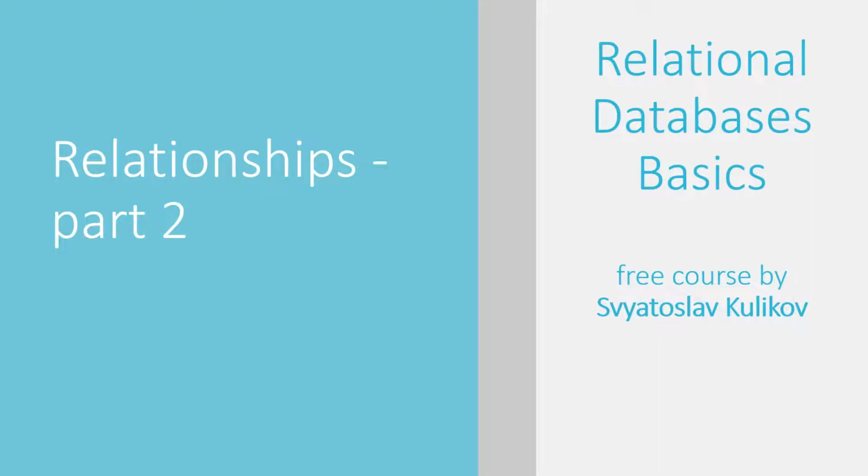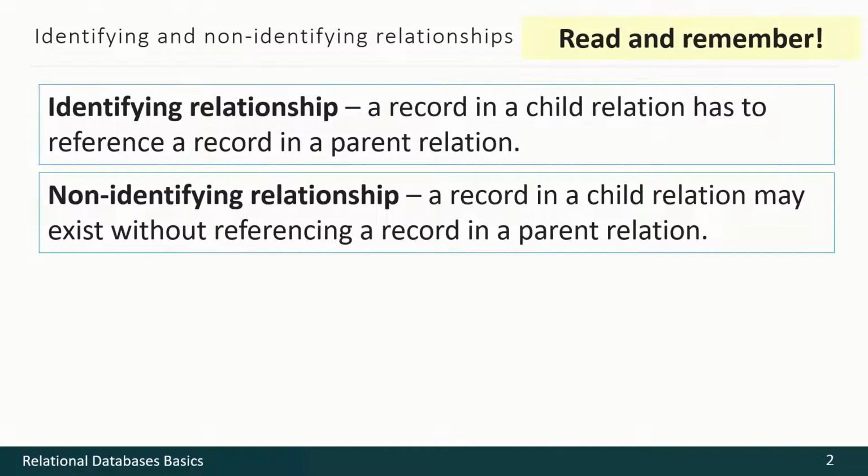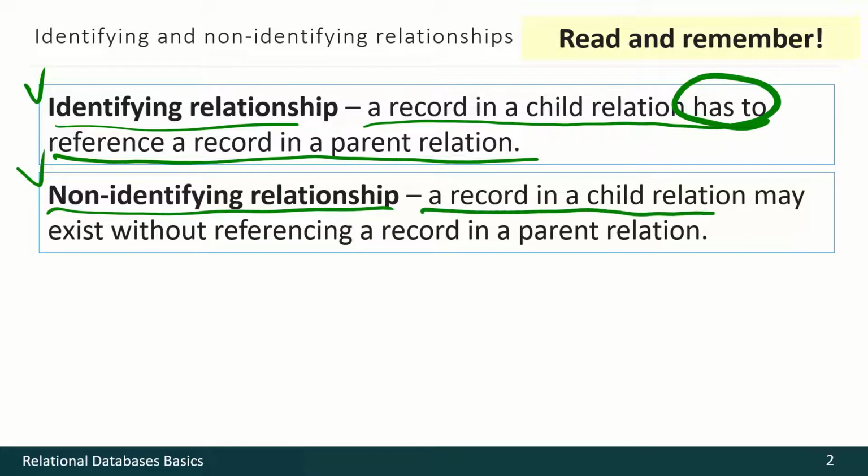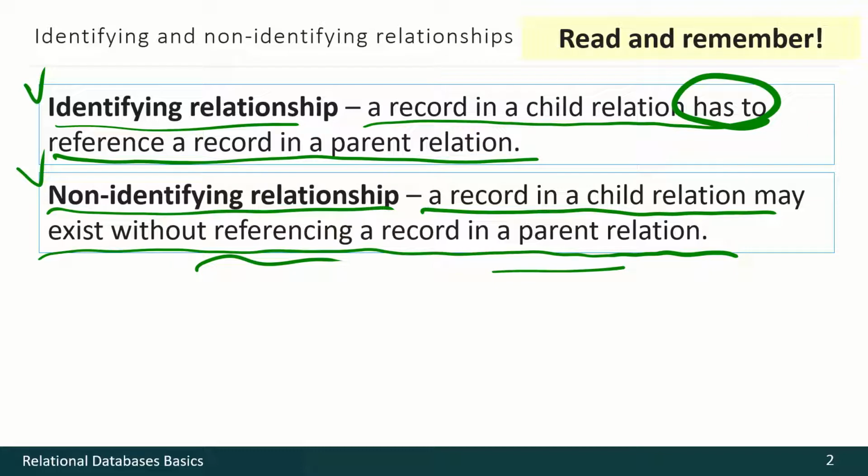In this video we shall continue discussing relationships. The next two relationship types we have to understand are identifying and non-identifying relationship. With identifying relationship, a record in a child relation absolutely has to reference a record in a parent relation. With non-identifying relationship, a record in a child relation may exist without referencing a record in a parent relation. It may either reference that record in parent relation or not reference anything.